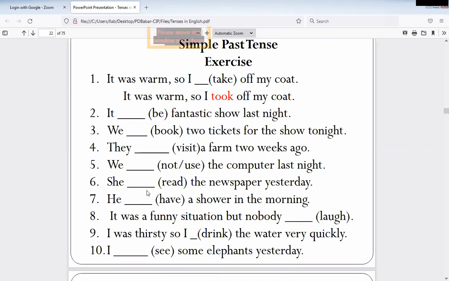Write down this exercise in your notebook. Till then I will take a short break for 1 or 2 minutes to drink water.